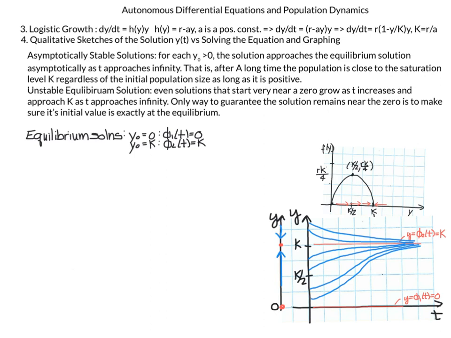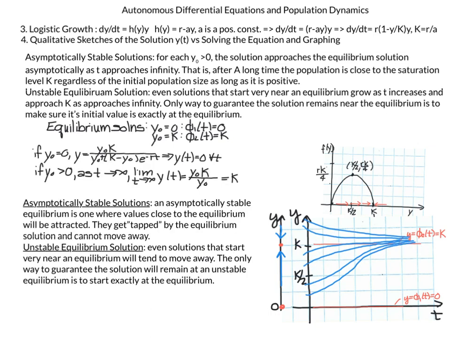the equilibrium. So in this differential equation, the equilibrium solutions were y naught equals 0 and y naught equals k. Those are the steady states. So that we can classify these equilibrium solutions, I want to remind you what it is to be an asymptotically stable solution, which means once values get close to this equilibrium, they will be attracted and then end up staying at the equilibrium solution. In other words, they get trapped by the equilibrium solution and cannot move away, sort of like a black hole.